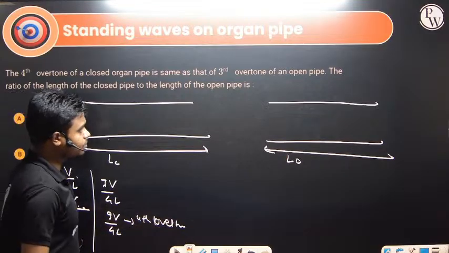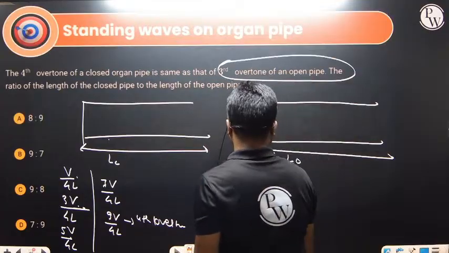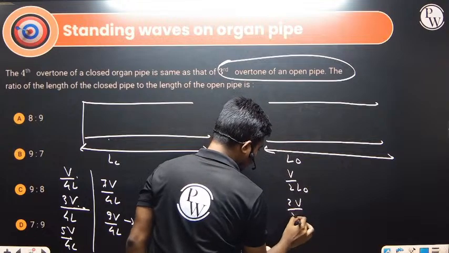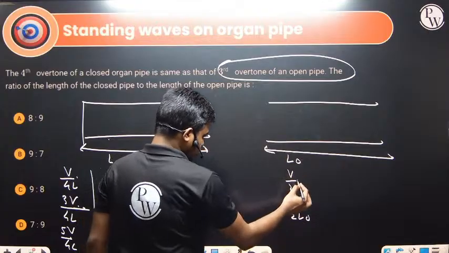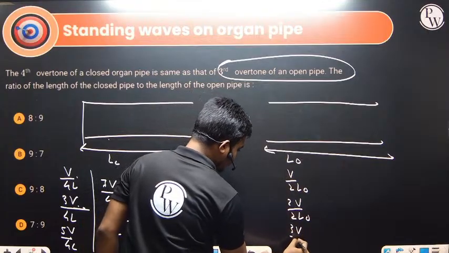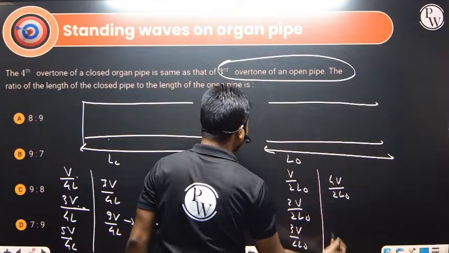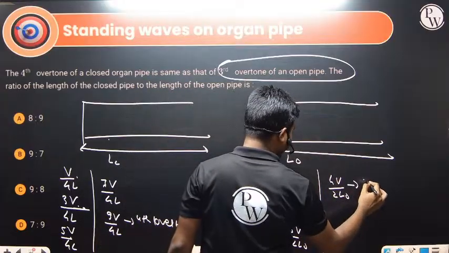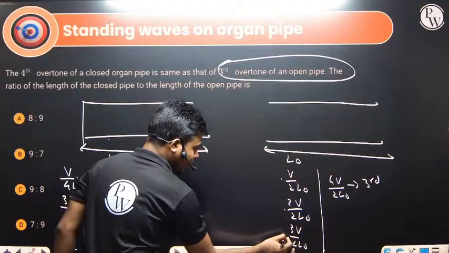And what about the open pipe? Its fundamental is V by 2L naught. First harmonic is V by 2L naught, second harmonic 2V by 2L naught, third harmonic 3V by 2L naught, fourth harmonic 4V by 2L naught. What they're asking is the third overtone, and the third overtone is the fourth harmonic. This will be fundamental, first overtone, second overtone, third overtone.